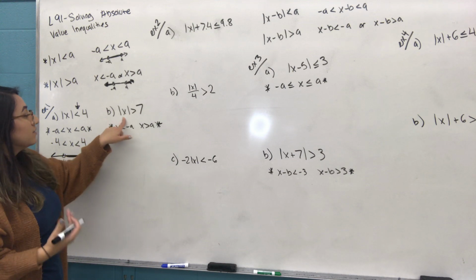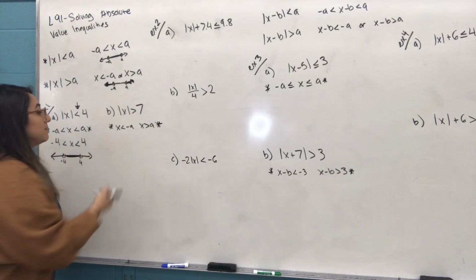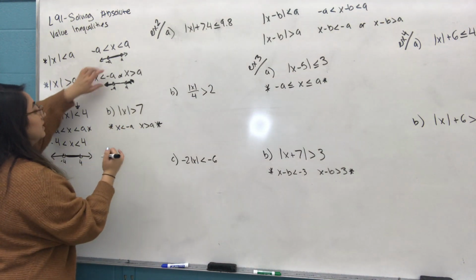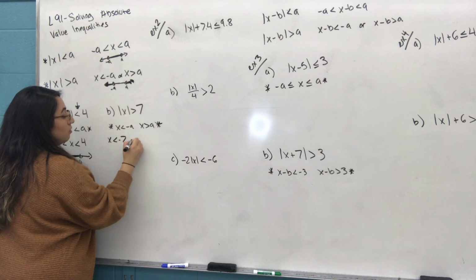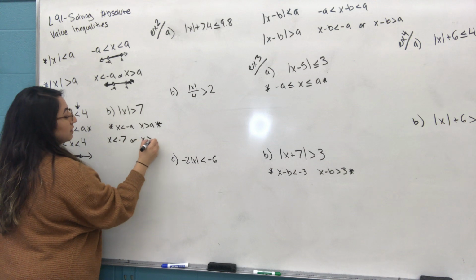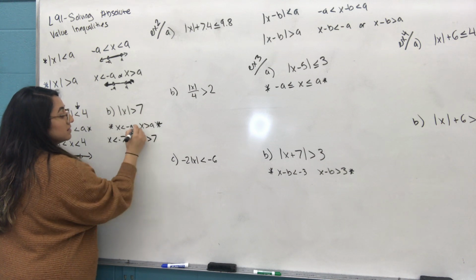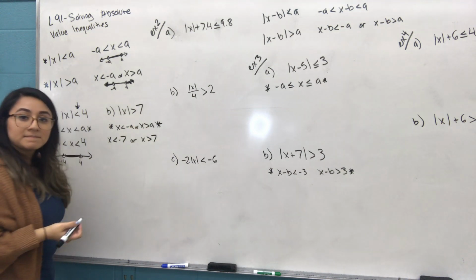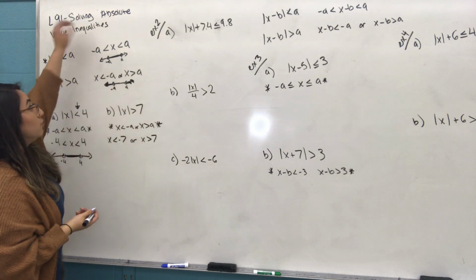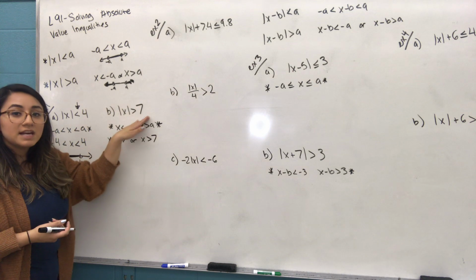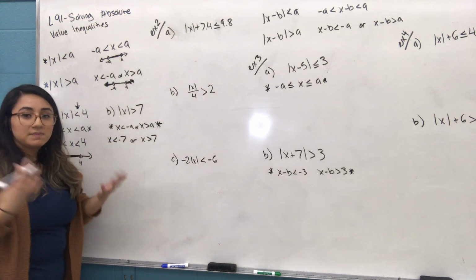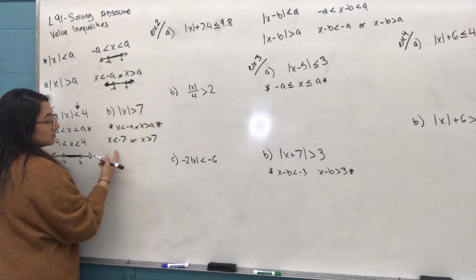B, the absolute value of x is greater than 7. So that means we're going to follow the second one. x is going to be less than negative 7, or x is going to be greater than positive 7. So then you have your formula to follow, and since the absolute value of x is greater than 7, that means the number here has to be a variety of numbers. So now we have this.